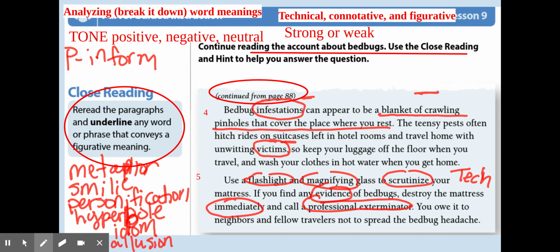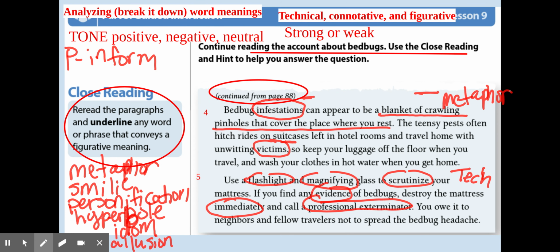You're right. It is a metaphor. It is comparing your blanket to crawling pinholes. You could also say that it could be a hyperbole, an extreme exaggeration. That also would work too. So it just depends on how you want to explain this. For me, it's a metaphor comparing a blanket to a blanket of bugs, technically.